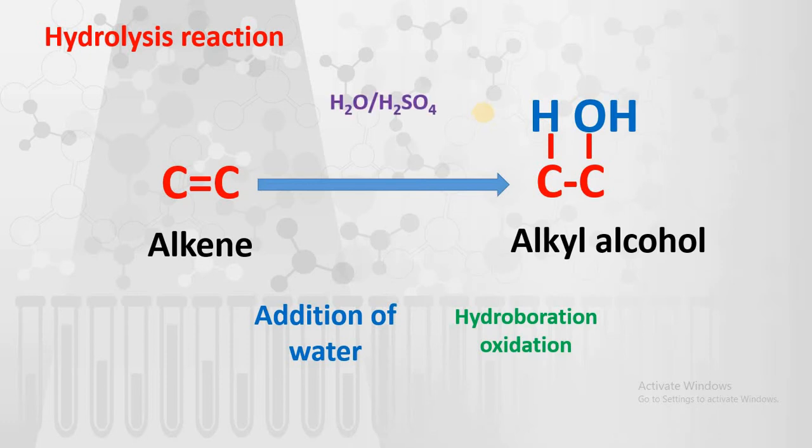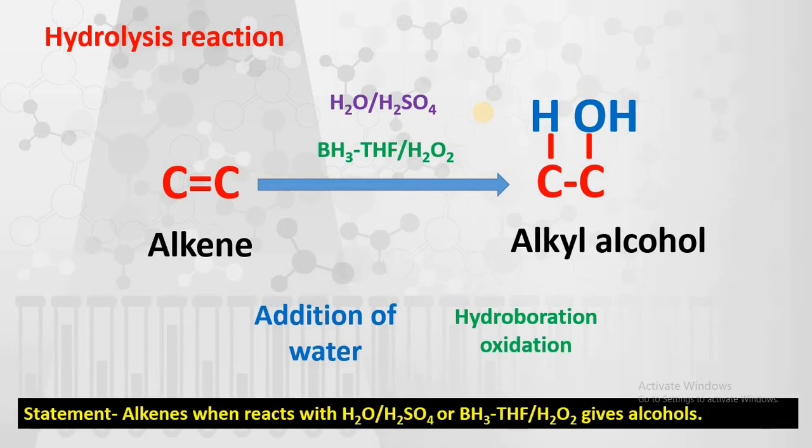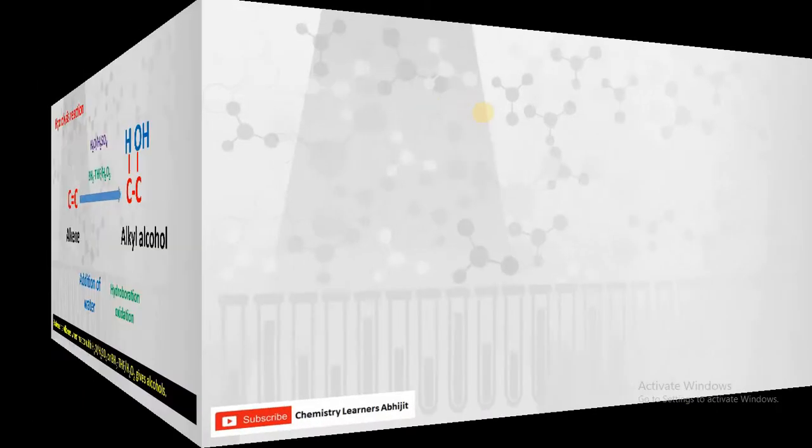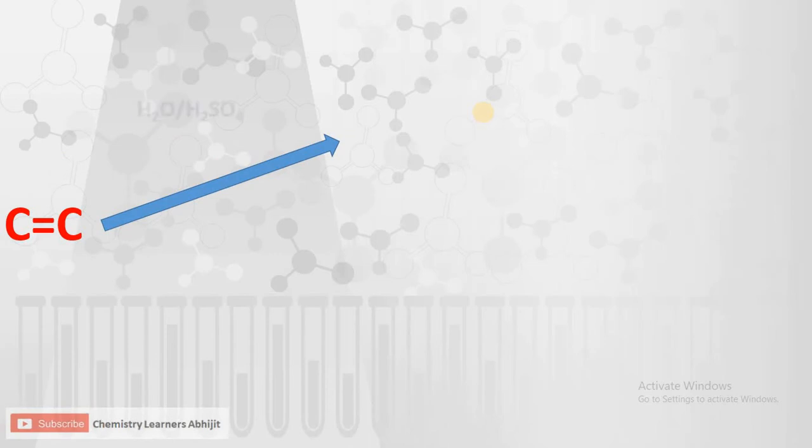Now this addition of water can take place with the help of acid hydrolysis, and the other one, that is hydroboration oxidation, can be achieved by BH3-THF in presence of H2O2. So this is the statement for this reaction: alkenes when reacted with H2O/H2SO4 or BH3-THF/H2O2 give alcohols. Two different reactions in which two different products are obtained.